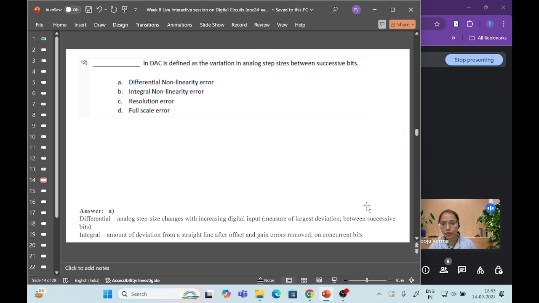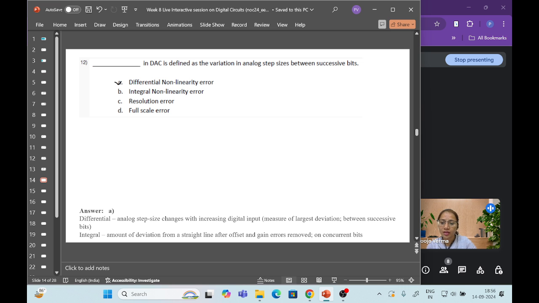So moving to the next question. In a DAC, digital to analog converter, it is a dash, defined as the variation in analog step size between successive bits. Option A differential nonlinear error, option B integral nonlinear error, option C resolution error, or option D full scale error. It is the differential nonlinear error.